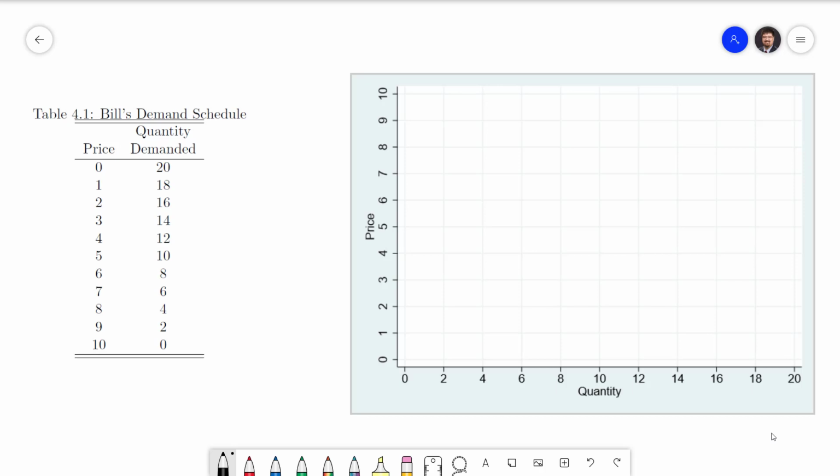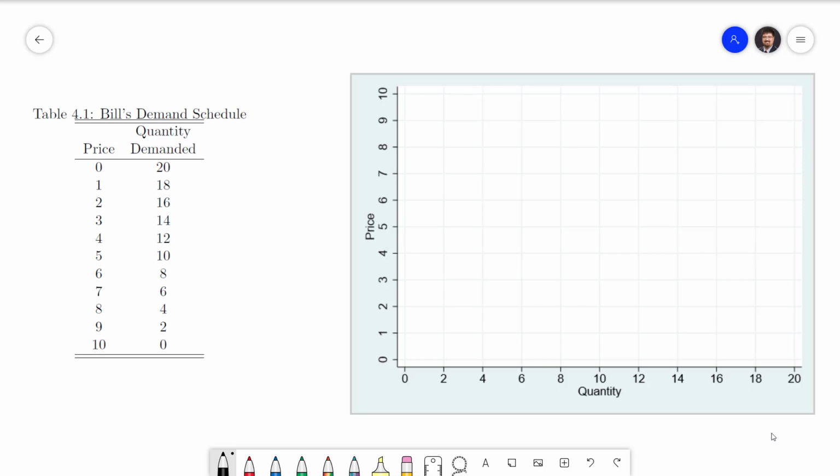One of the simplest ways to represent demand is with a demand schedule. On the left of the screen here, you can see an example demand schedule for a buyer named Bill, and we'll think about his demand for pizza. When the price is low, Bill is willing to buy a lot of pizza, and as the price goes up, he's willing to buy fewer and fewer. This is one of the characteristics of demand. There's an inverse relationship between price and quantity demanded. The higher the price, the lower the quantity demanded. The lower the price, the higher the quantity demanded.